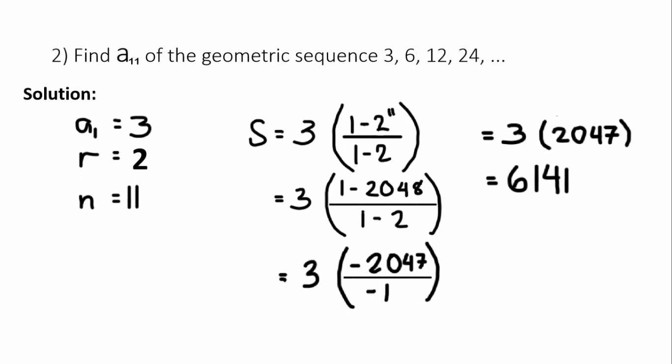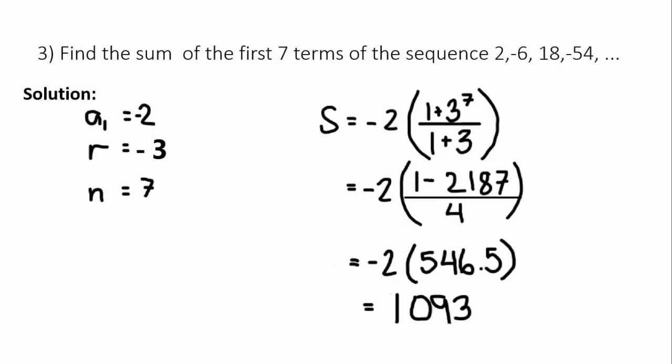Number 2. Find the a sub 11 of the geometric sequence 3, 6, 12, and 24. The a sub 1 is 3, the common ratio is 2, the n term is 11. S equals 3 times 1 minus 2 raised to 11 over 1 minus 2, equals 3 times 1 minus 2048 over 1 minus 2, equals 3 times negative 2047 over negative 1, equals 3 times 2047. The final answer is 6,141.